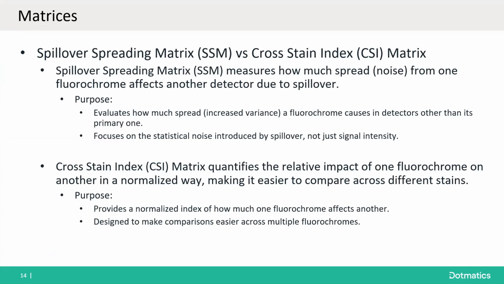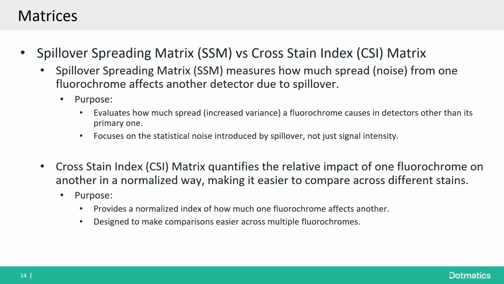So the spillover spreading matrix measures how much spread noise from one fluorochrome affects another detector due to the spillover. Its purpose is to evaluate how much spread a fluorochrome causes in a detector versus another one. Now, the cross stain index matrix quantifies the relative impact of one fluorochrome on another in a normalized way. And that provides a normalized index of how much one fluorochrome affects the other one.